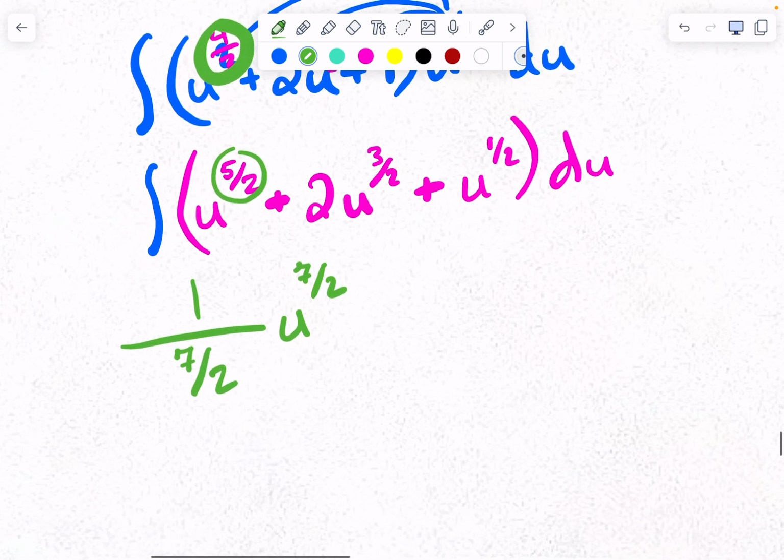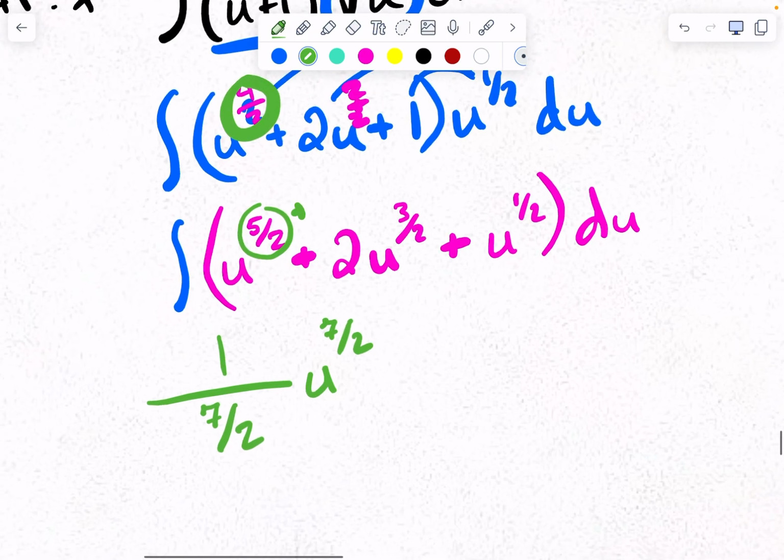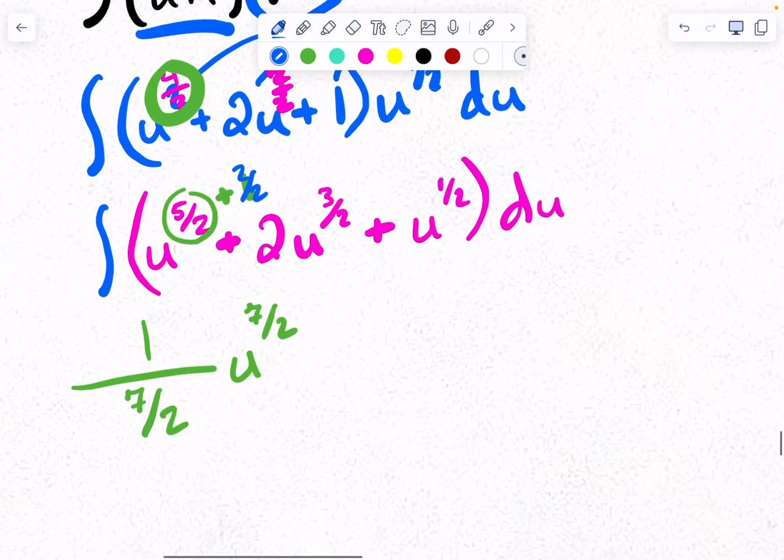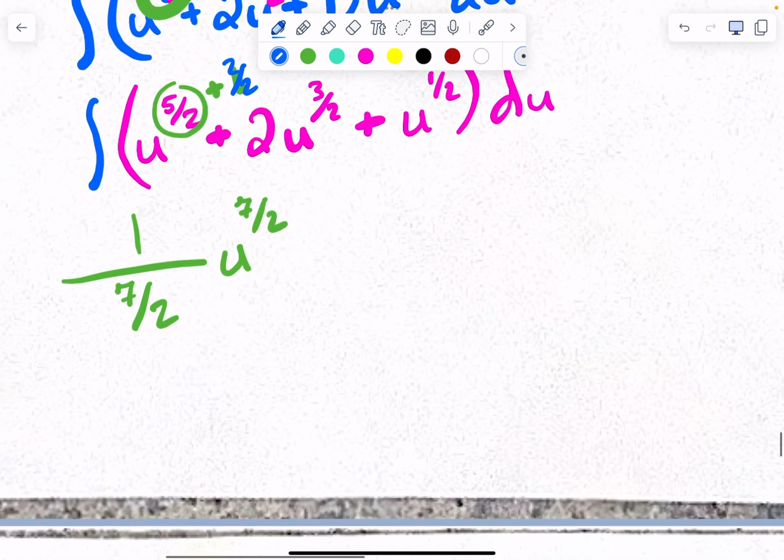Oh, plus 1. Okay, 5/2 plus 1 is like 5/2 plus 2 over 2, right? Which is 7/2. Okay, 5 halves plus 2 over 2 is 7 over 2. So this guy is actually 2/7 u to the 7/2.